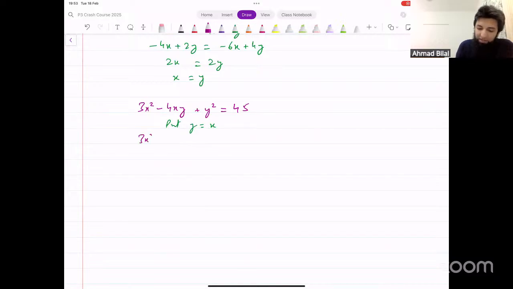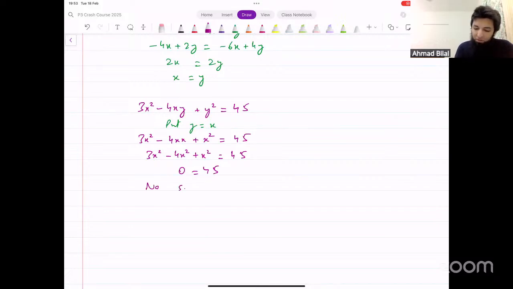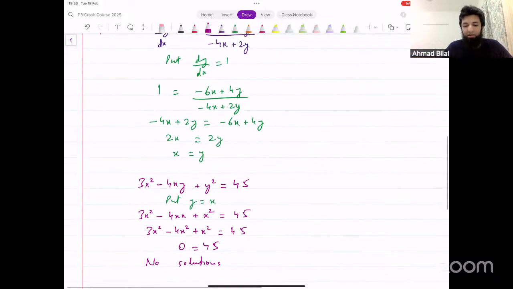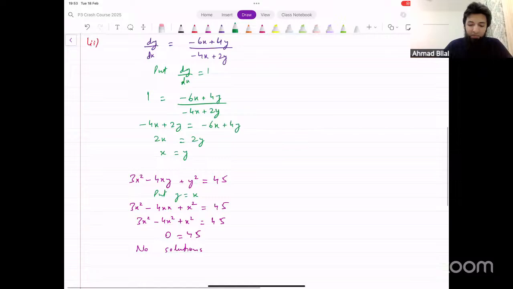We get 3x squared minus 4x times x. That becomes 4x squared, right? Plus x squared equals 45. And that gives us 3x squared minus 4x squared plus x squared equals 45. And that gives us 0 equals 45, which does not make sense. That means there are no solutions from this. That means there's no point at which the gradient is equal to 1, because when we put the gradient equal to 1, we get no solutions from that.